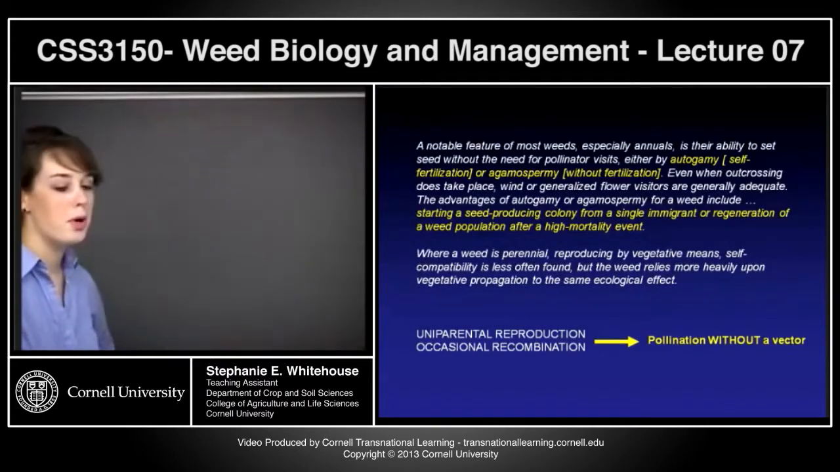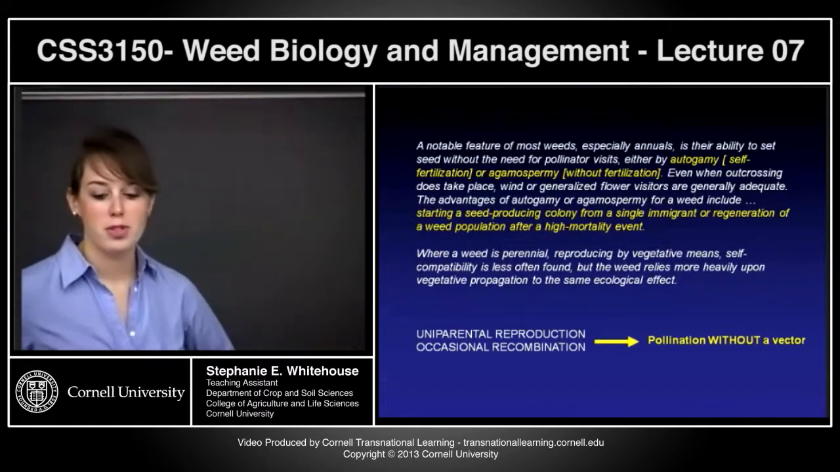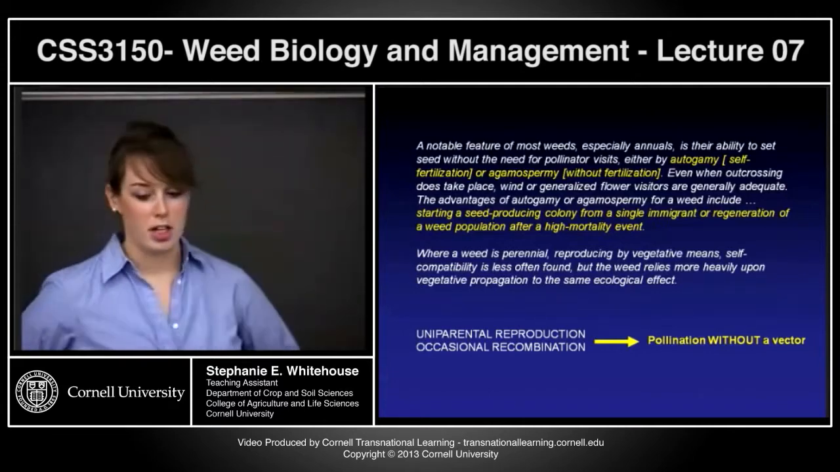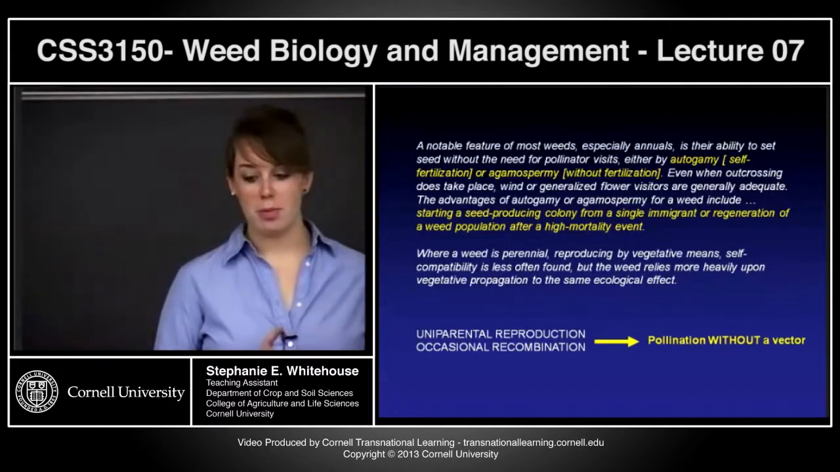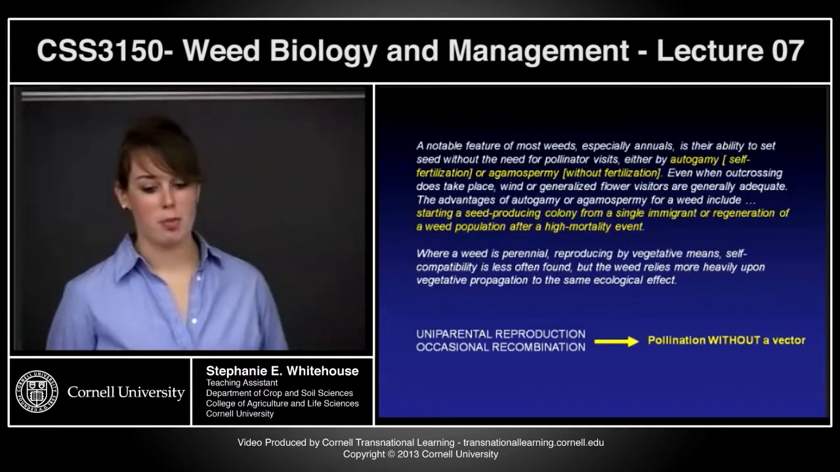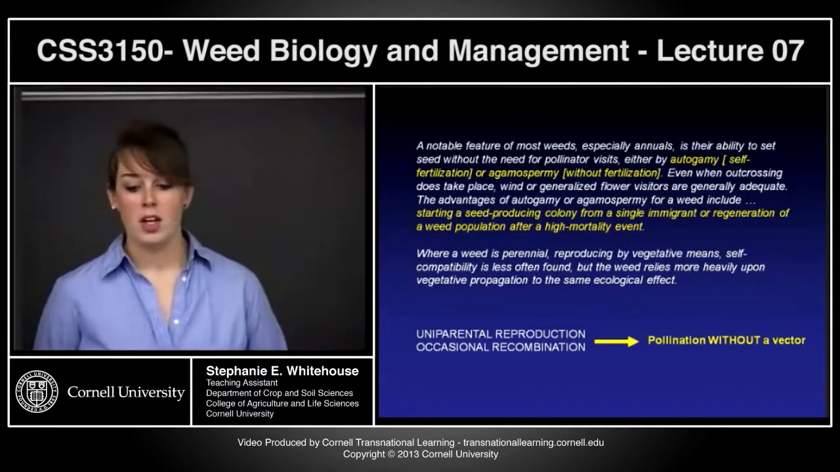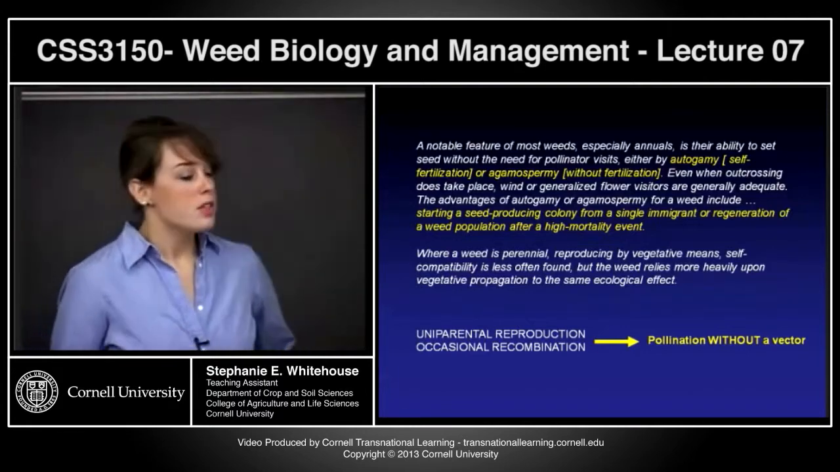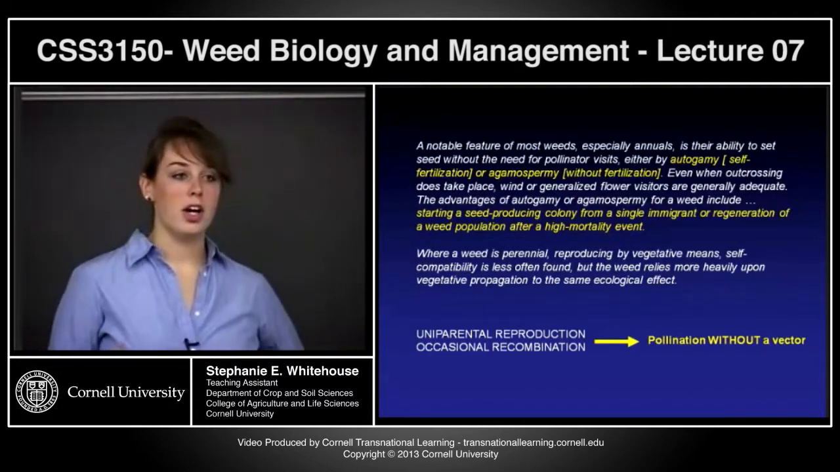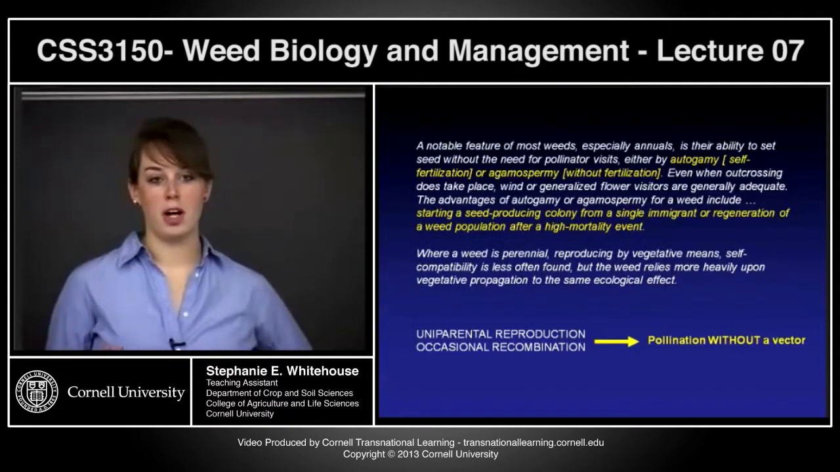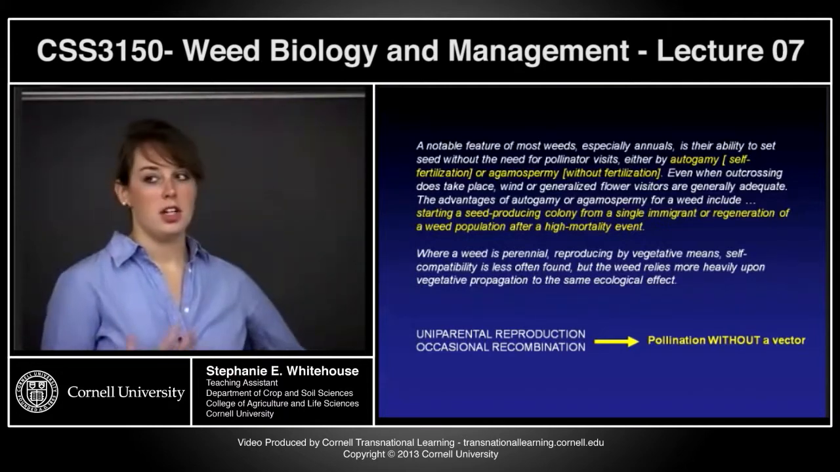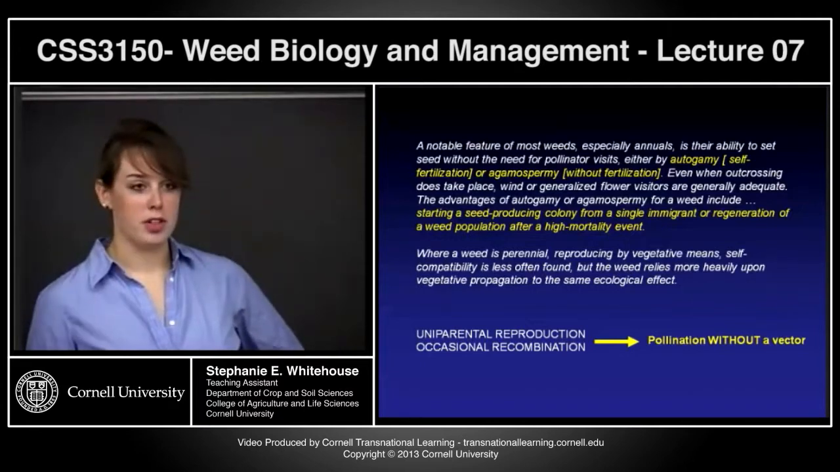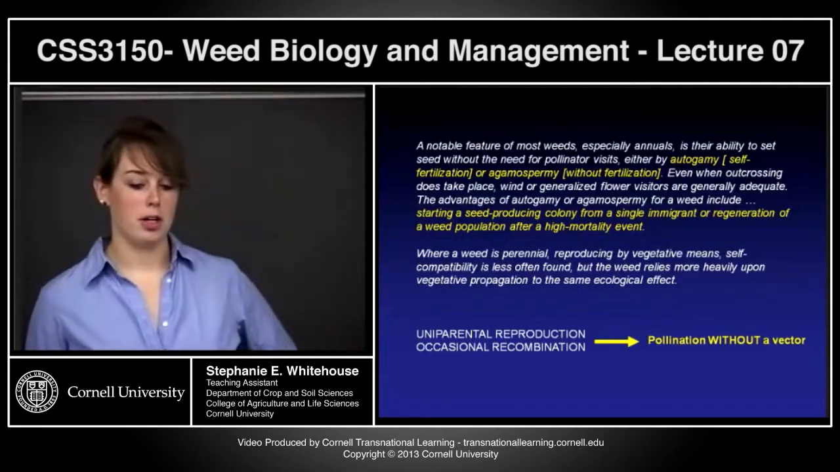Okay. So just a quote that Tony had here: a notable feature of most weeds, especially annual weed species, is their ability to seed without the need of a pollinator. And this can be done either by autogamy, which is self-fertilization, as we all know, or by agamospermy, which is without fertilization. Even when outcrossing does occur, wind or generalized flower visitors are generally adequate. So this is basically just getting at the idea that a lot of weed species have developed to not require a pollinator vector. They don't need a specific insect or animal to help them pollinate. They might use them, however, to aid in seed dispersal, which we'll talk about later in the lecture.